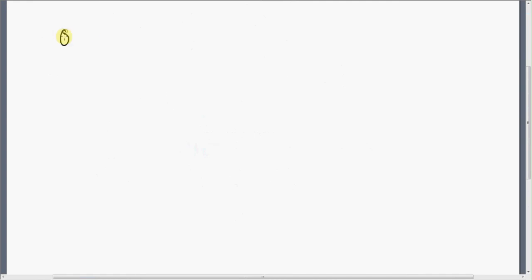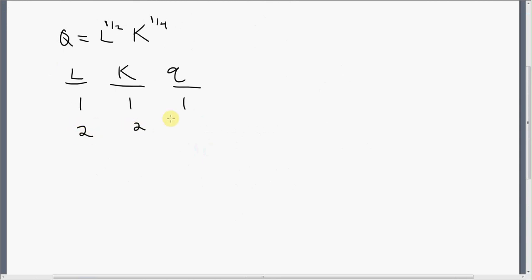Let's say we have a production function that looks like this. L to the 1/2 power K to the 1/4. Plugging 1 and 1 into this production function, we get 1 unit of output. Doubling all our inputs, we get 1.68 units of output. So a doubling of inputs did not quite double our output. This is decreasing returns to scale. Okay, let me do a few more.